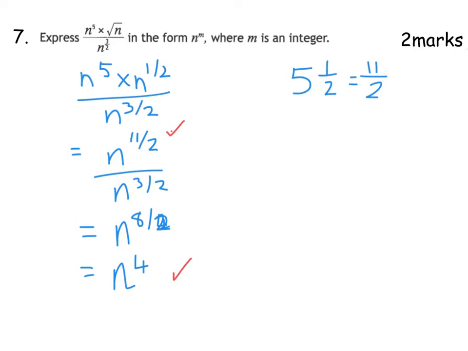The other method is by dealing with the halves first and cancelling down the halves and leaving you with n5 times n to the power, a half take away 3 halves gives you -1. And then that gives you n to the 4 as well. But I don't think that's the most obvious way to go about this one.